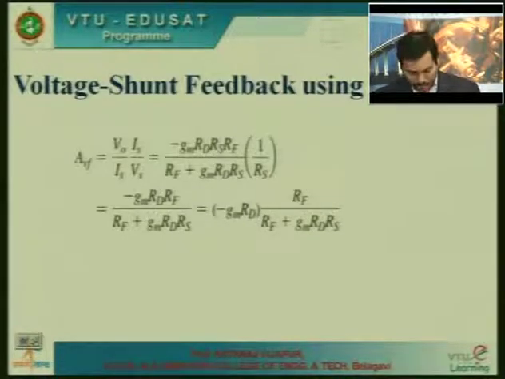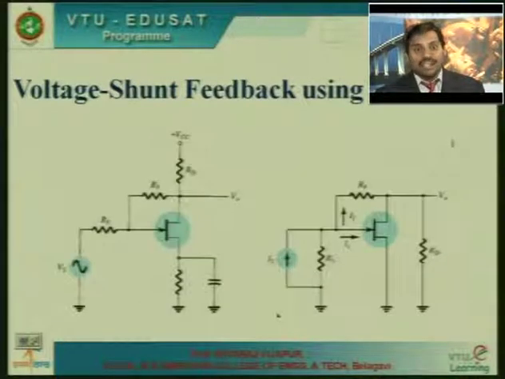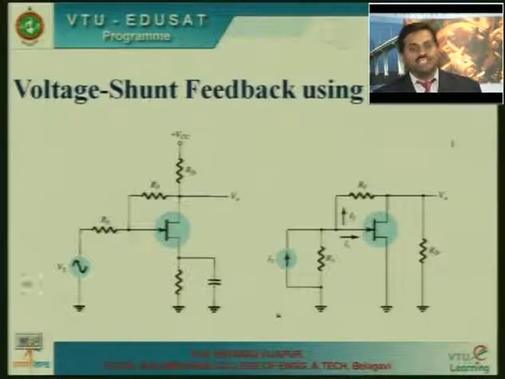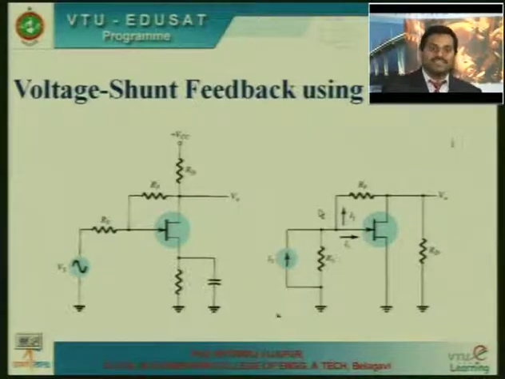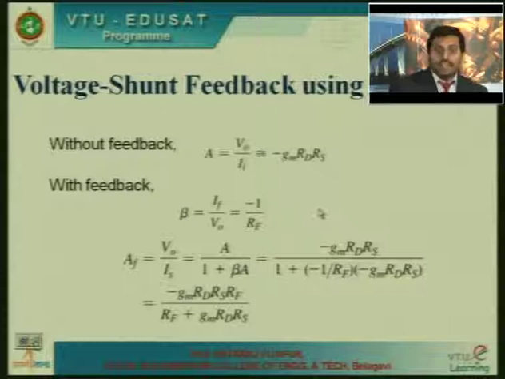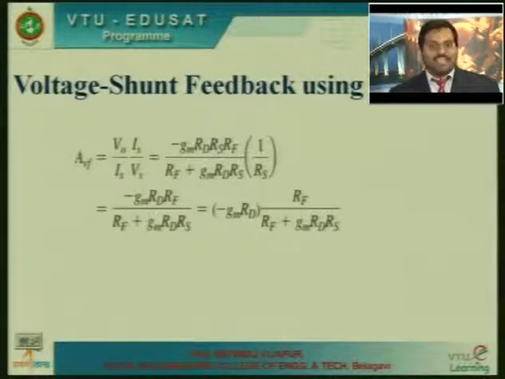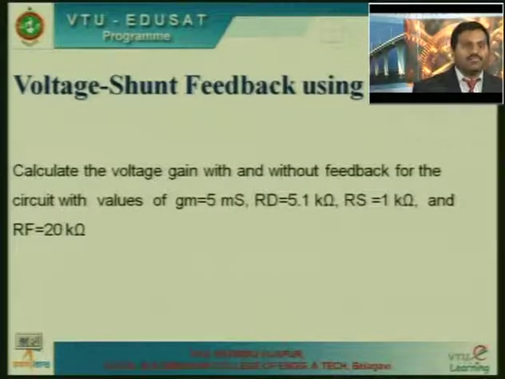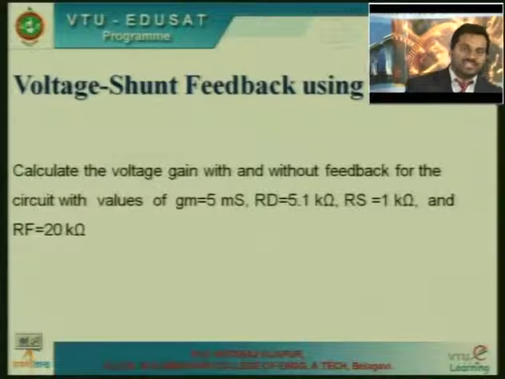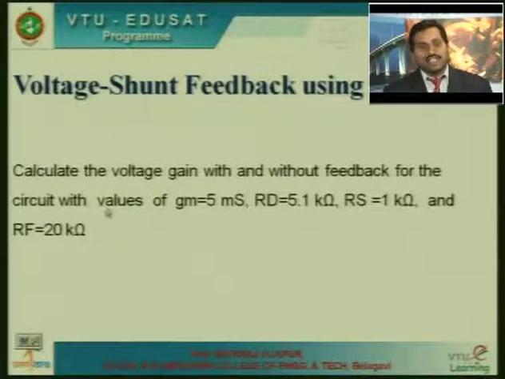shunt feedback also. Okay. So, we have calculated AF, this is a FET circuit. So, we started with this FET circuit, we replaced it with its small signal equivalent circuitry. Okay. Then we have calculated the parameters A, beta, AF and AVF, right. So, now calculate one small problem. Okay. So, for which relates to this, you can note down this problem, you can solve this.